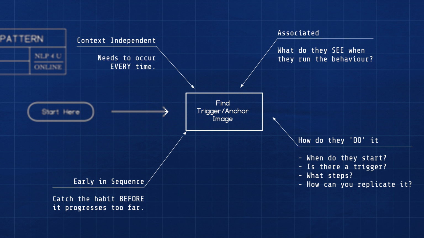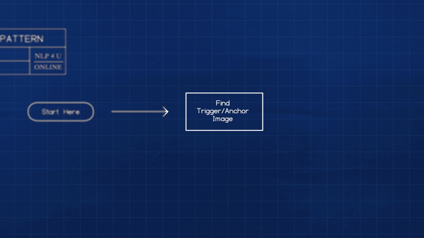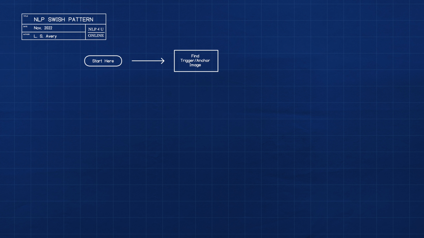For our nail biter, if the image was of a thumb going to the mouth, then they could just move on to different fingers. So it's vitally important to ensure that your trigger image is the right one and is contextually broad enough to cover all variations of the client's unwanted behaviour.